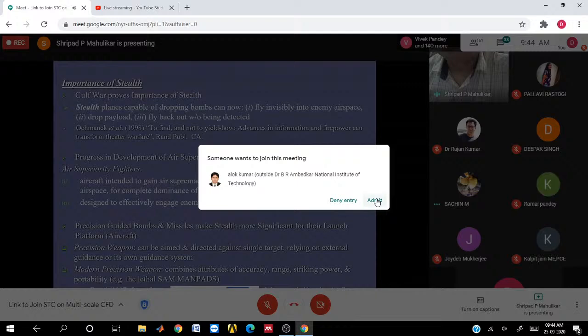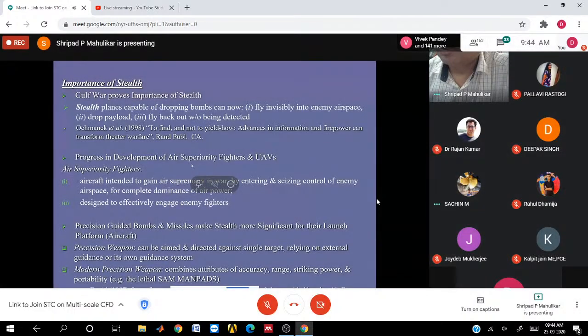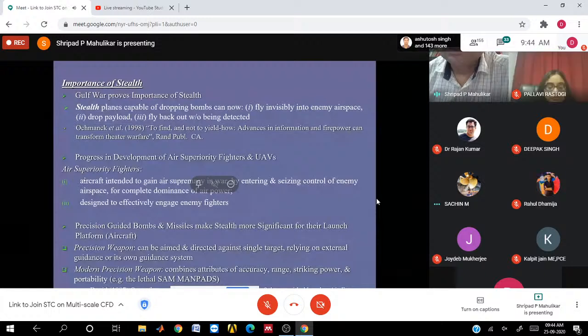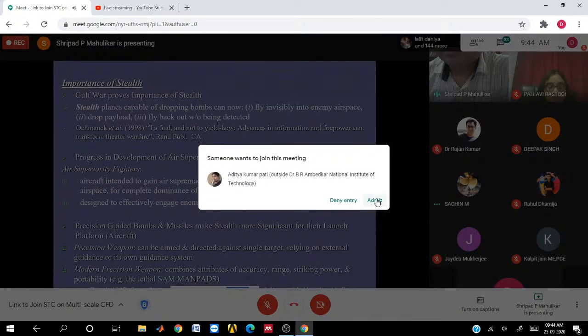So definitely UAVs and, of course, air superiority fighters piloted by a human also need to be stealthy. Before we go into some of the technical and academic insights, let us first see the general points. These air superiority fighters are aircraft which are intended to gain air supremacy in war by entering and seizing control of enemy airspace for complete dominance of air power.